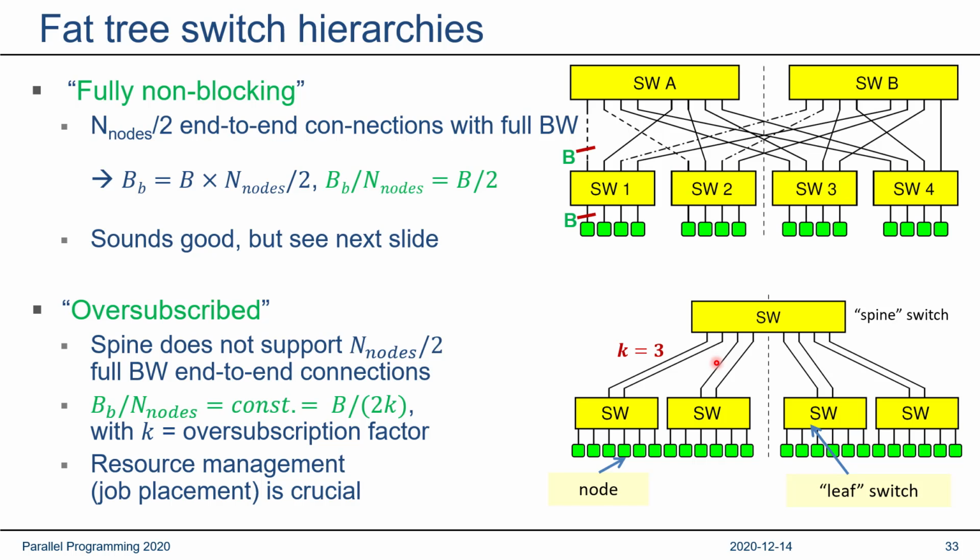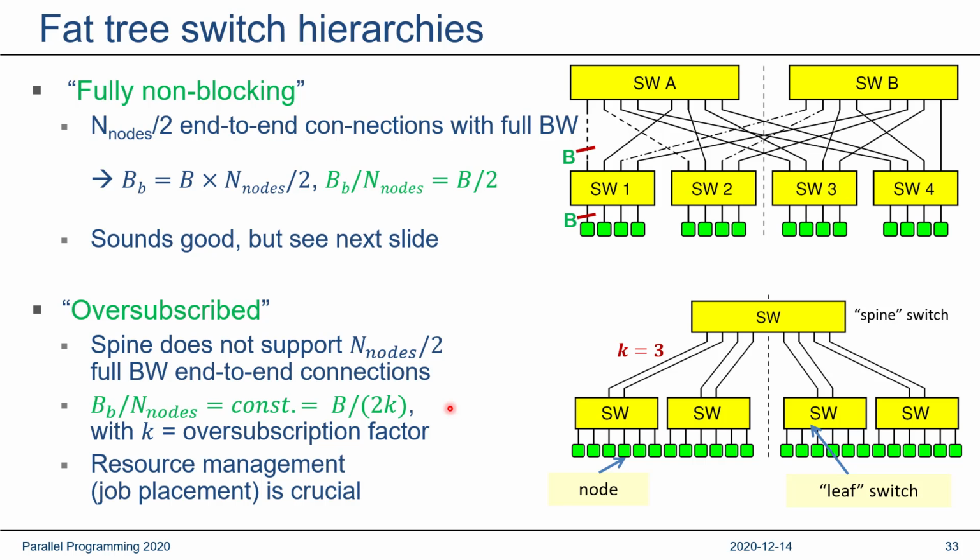This is of course more cost effective because we need 1 fewer spine switch, so it's cheaper and costs less power. However, the bisection bandwidth is also lower, and it's generally B, the bandwidth of one connection, divided by 2K, where K is this oversubscription factor. So this is the bisection bandwidth per node. There's something that you have to decide when procuring or building a large system: what is the desired oversubscription factor? Actually, most large HPC systems today are built as oversubscribed fat tree switch hierarchies, at least in the cost-effective sector.